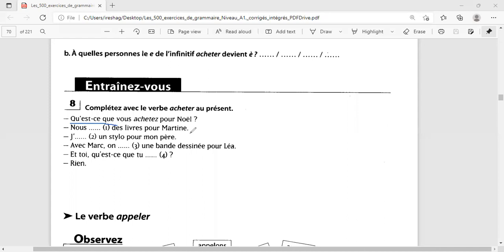Then, j'achète un stylo pour mon père. I buy a pen for my father. Then you have avec Marc, on achète une bande dessinée pour Léa. Avec means with Marc, we buy une bande dessinée. Une bande dessinée, you call them cartoons, cartoon book for Léa.